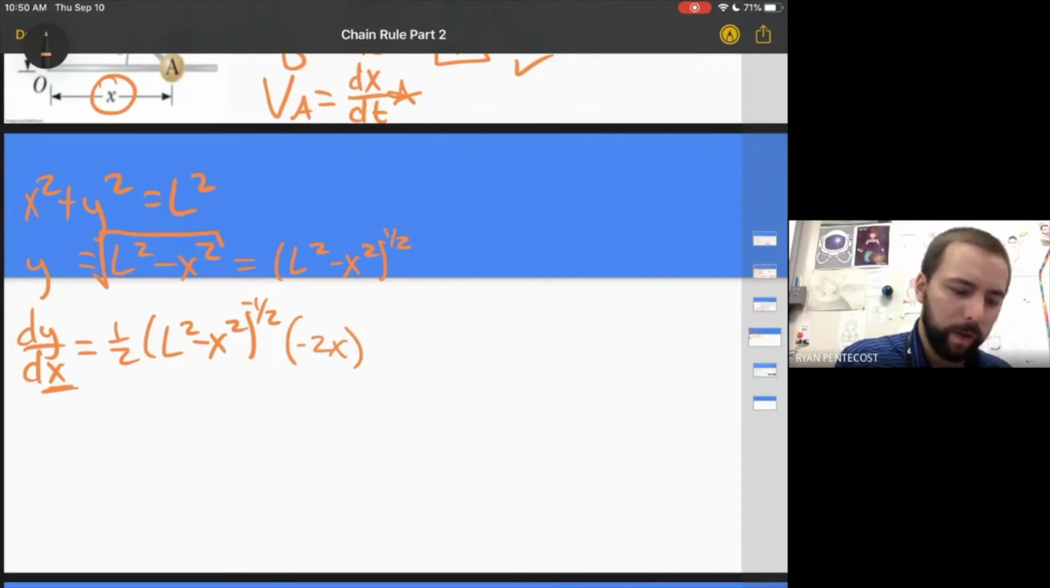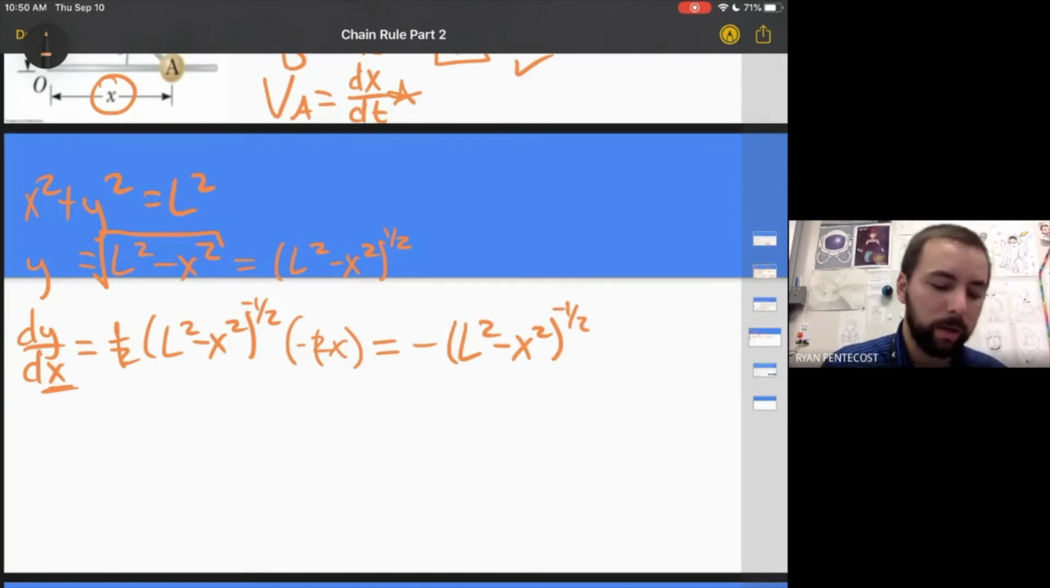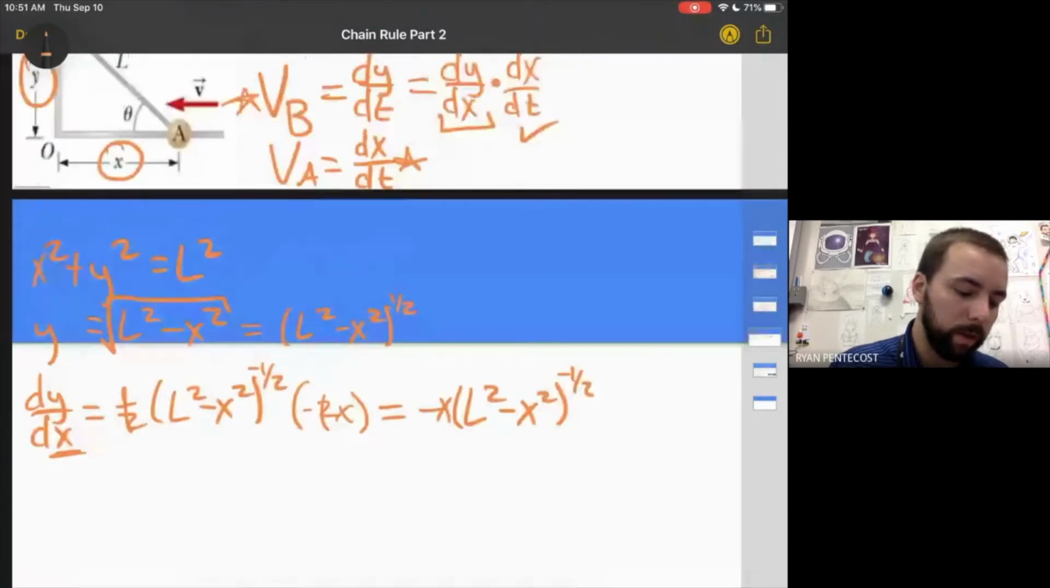Now we can simplify that. If we simplify that, the 1/2 and the 2 go away. So we have negative x times L squared minus x squared to the negative 1/2. I should put that in a better order. Now that's really long and messy, especially for having to now multiply that by VA and call that good.